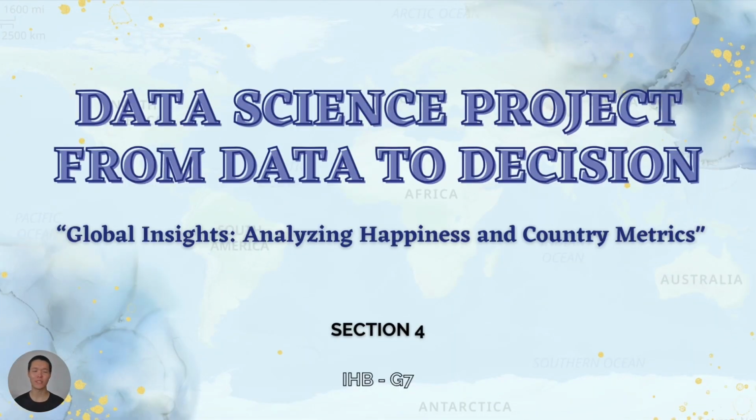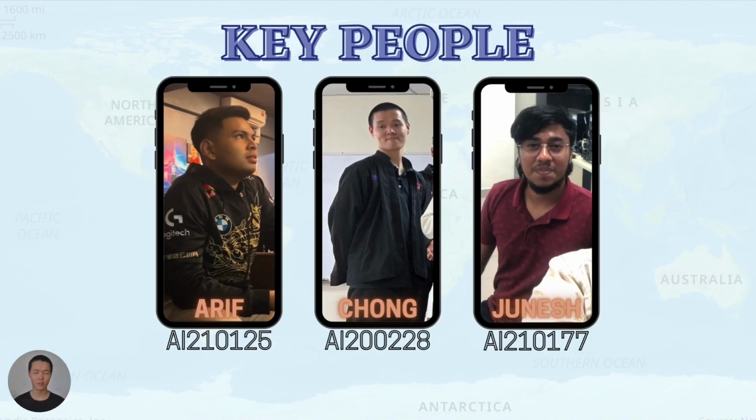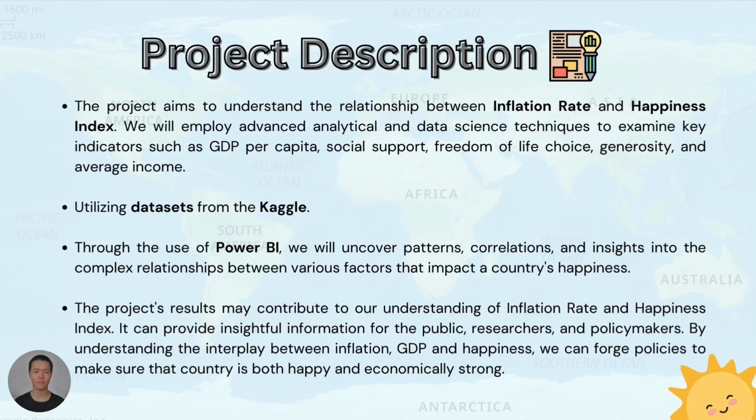Today we are going to present our data science project, Team from Data to Design. The title of our project is Global Insight: Analyzing Happiness and Country Metrics. The group members consist of Arif, Chong, and Junesh.